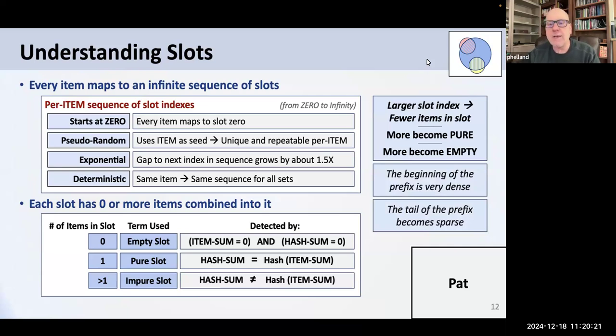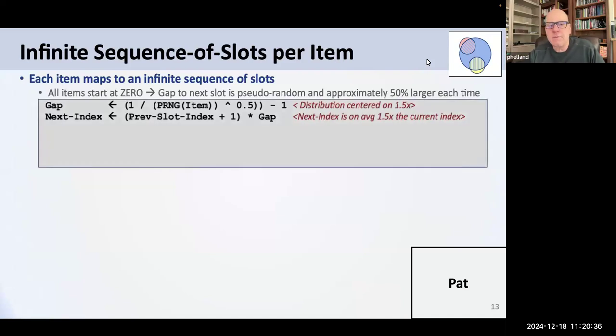The larger the slot index, the fewer items statistically land, so more become pure and more become empty. The beginning of an encoding is very dense. It's got everything, and then just more and more. The tail of it becomes sparse. So we're going to show you how that works here.